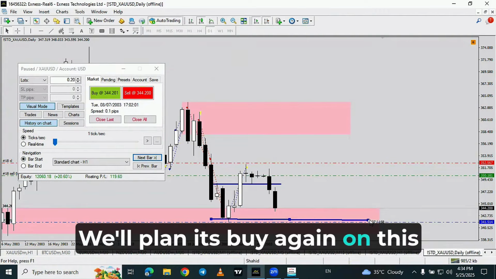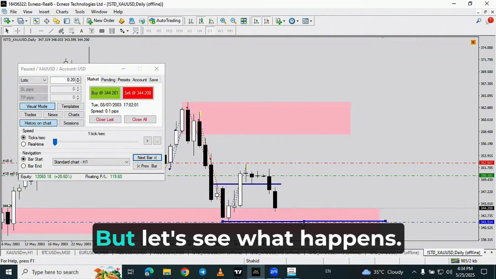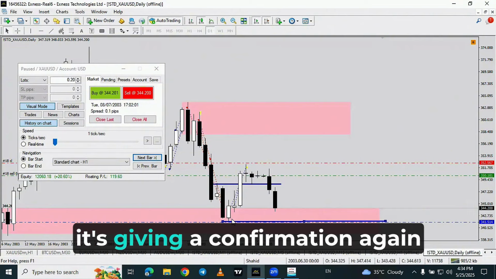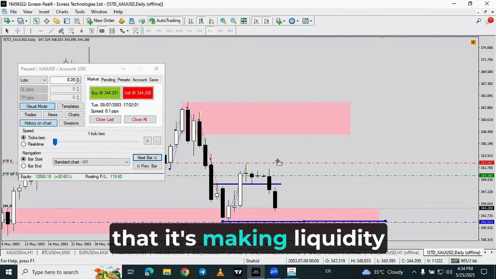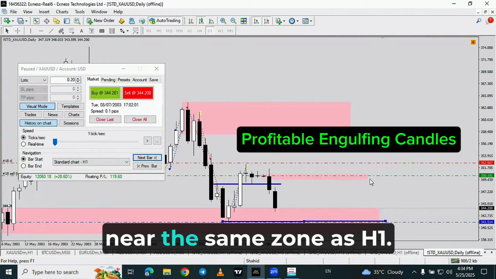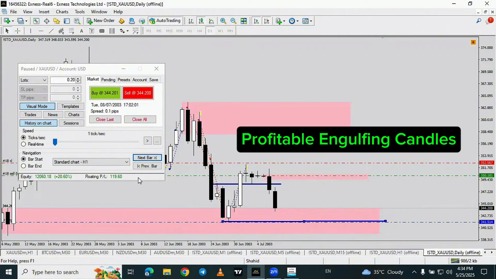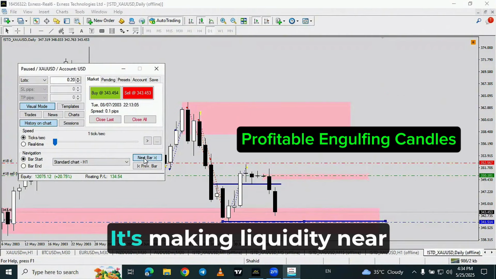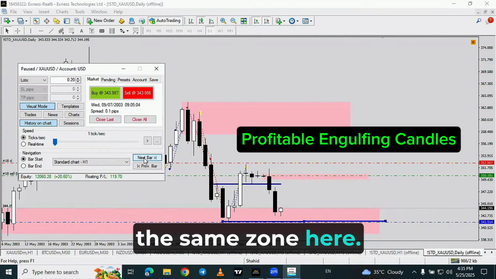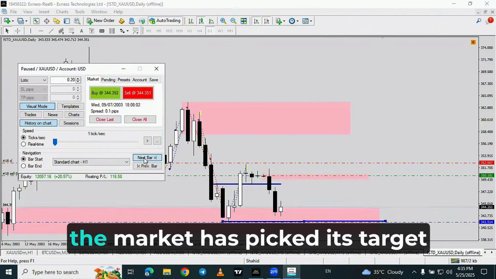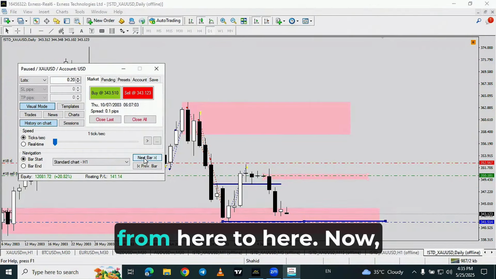We'll plan its buy again on this engulfing if we get it. But let's see what happens. Look, it's giving a confirmation again that it's making liquidity before this zone. Look, near the same zone as H1. It's making liquidity near the same zone here. This is high confirmation that the market has picked its target from here to here.